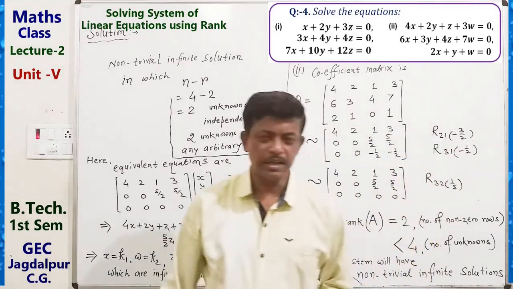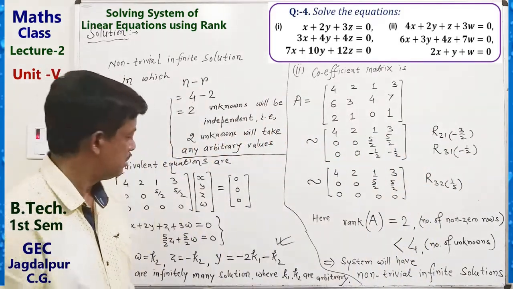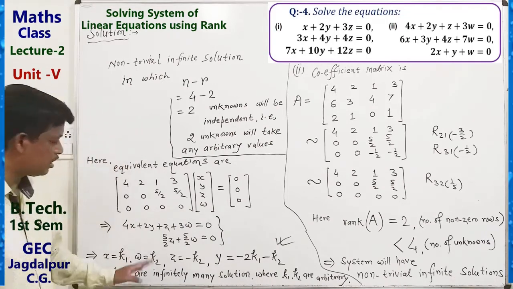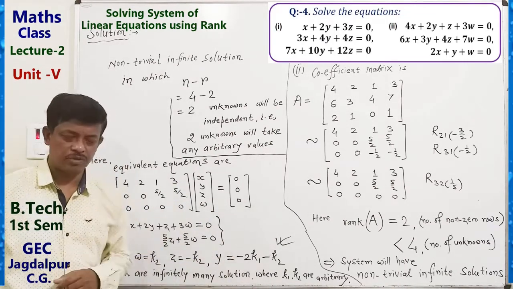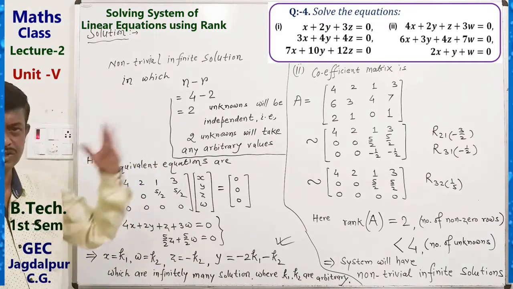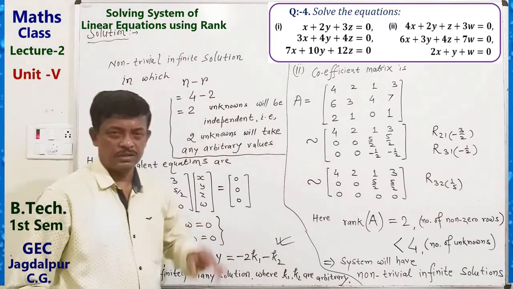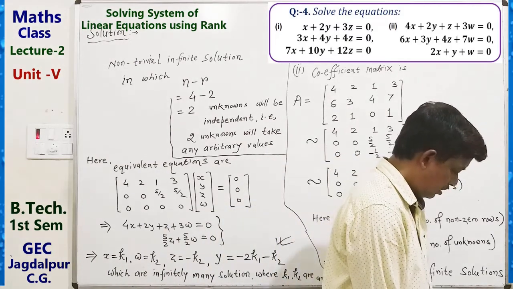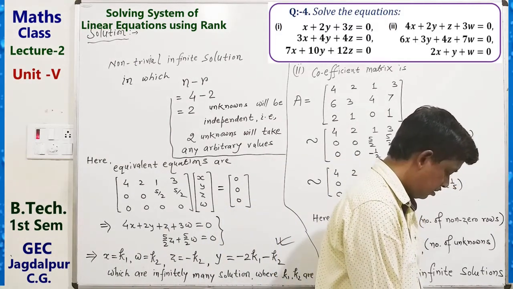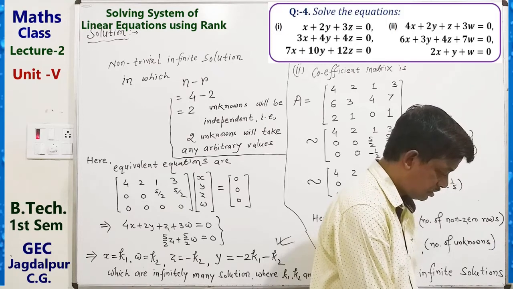So this is the technique for finding infinitely many solutions, because here you can give k1 k2 any arbitrary value. This is 1, this is 2, then you can get the value of z and y. Similarly, infinitely many solutions you can get. So this is the solution of this homogeneous equation. Now take one more question.